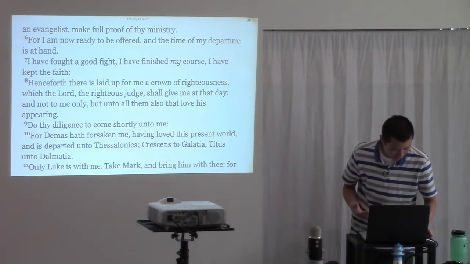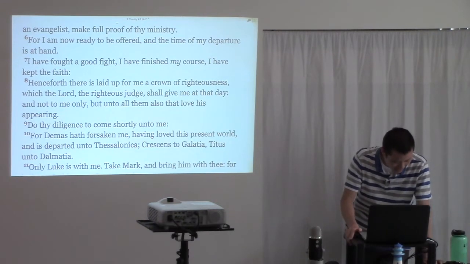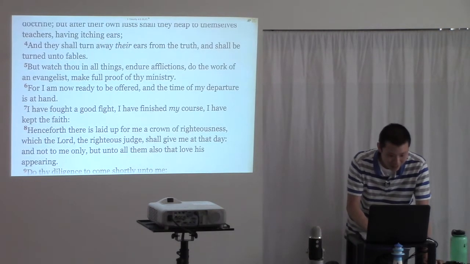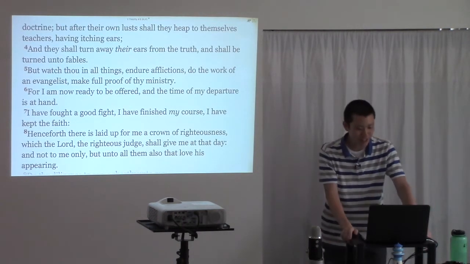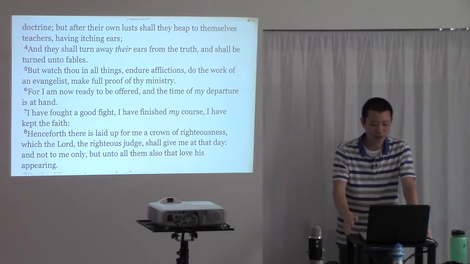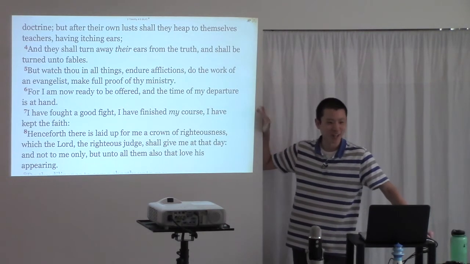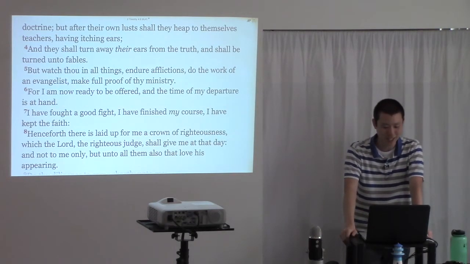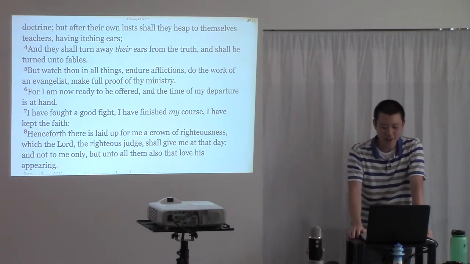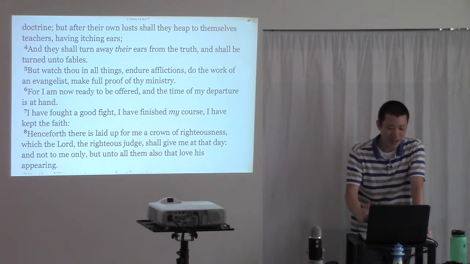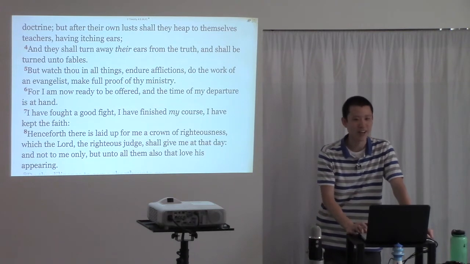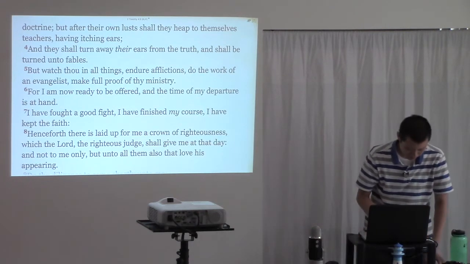But what's interesting about the crown of righteousness is we see here in 2 Timothy, in verse 5, he says, but watch thou in all things, endure afflictions. I sort of messed it up here because I was meant to tell you about the crown of life, which is about enduring afflictions and tribulations and temptations. But it says here, endure afflictions: there's the crown of life. Do the work of an evangelist: there's the crown of rejoicing. And make full proof of thy ministry: there's the crown of glory.